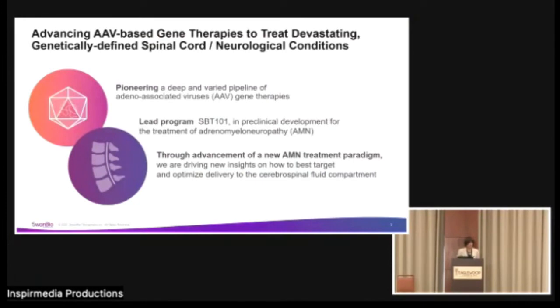So Swan Bio is focused on specifically this type of in vivo AAV gene therapy with a lead program called SBT-101, which I'll tell you a little bit about today, in development for the treatment of AMN, the adult form of ALD. And we're hoping by targeting the spinal cord in the situation of AMN that we'll learn about how to do this well and be able to then take that knowledge and apply it to other disorders that might benefit from this same type of approach.